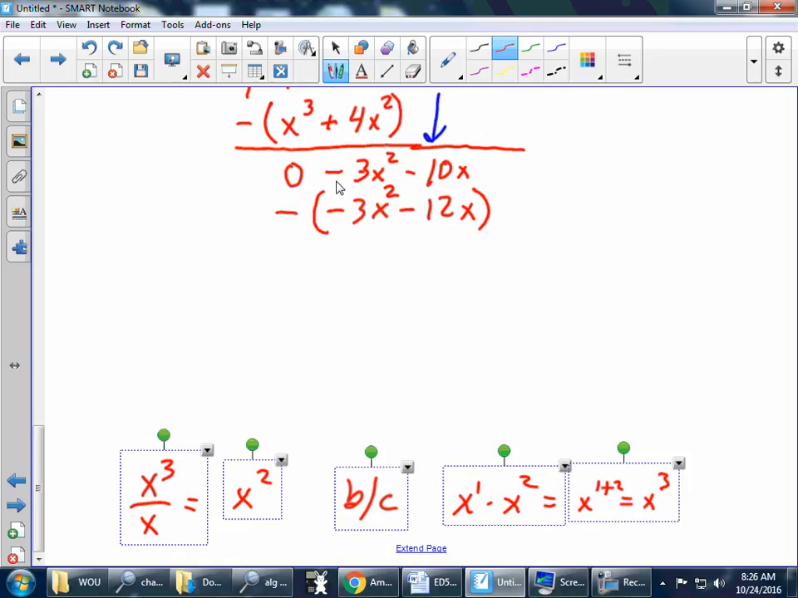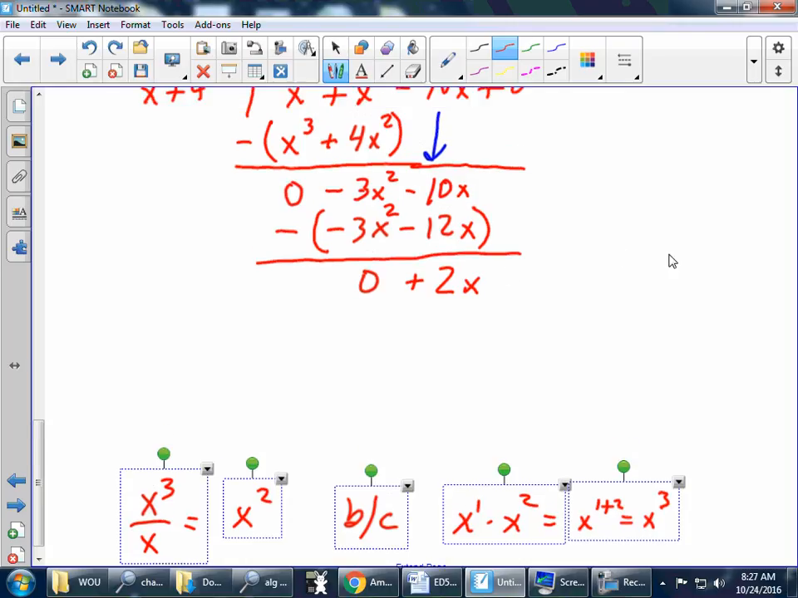So, negative 3x squared minus a negative 3x squared. I did that on purpose. What's that? 0 again. Now, negative 10x minus a negative 12x plus 2x, or just 2x, because we have that 0. Okay, so far so good.